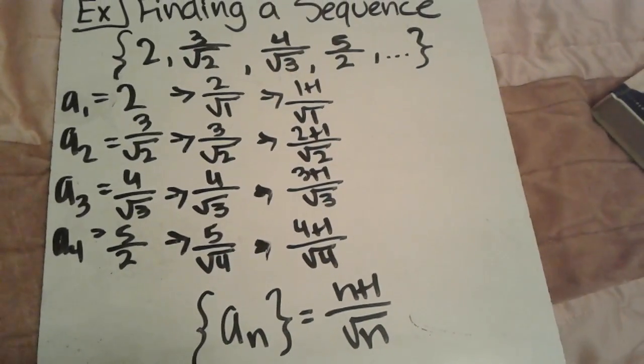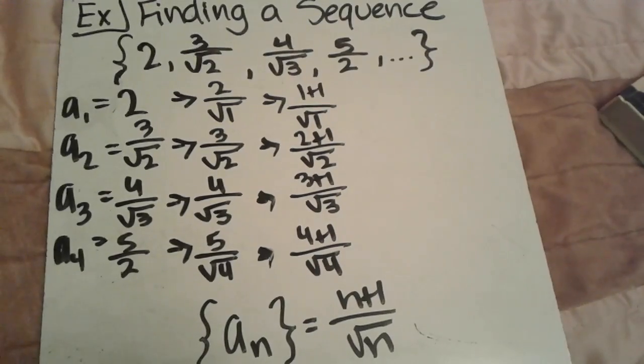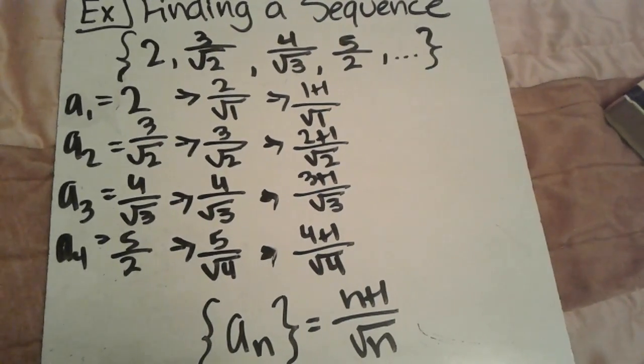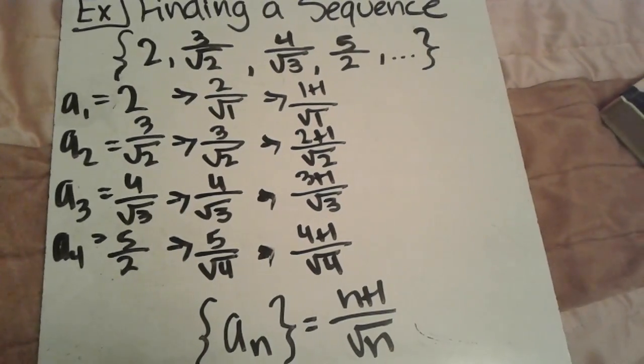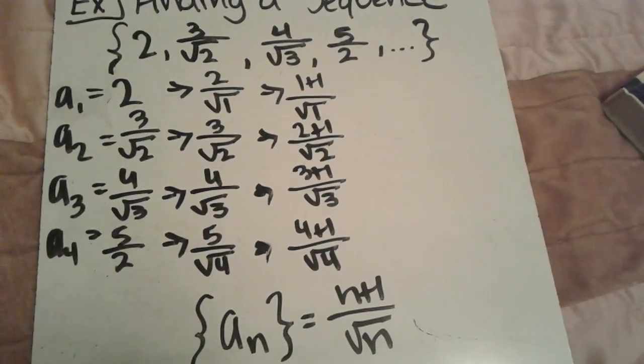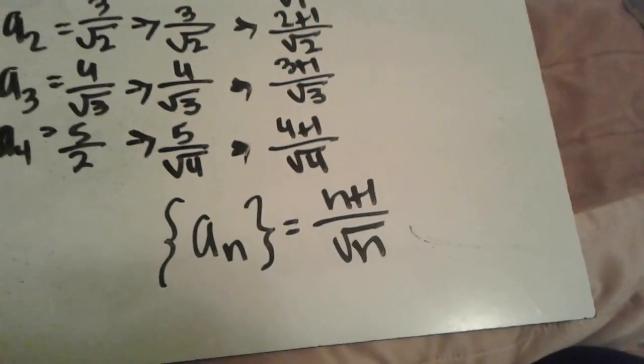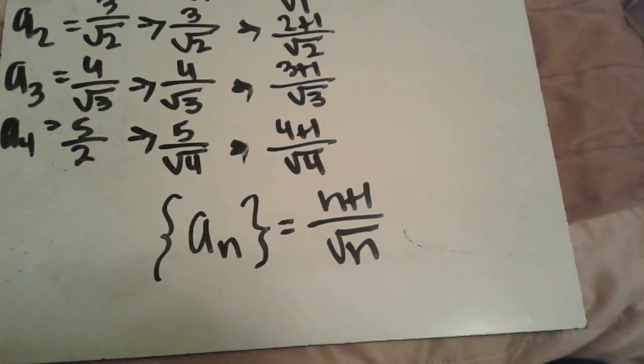For example, how it is for a of 1, which is 1 plus 1 over root 1. For 2, it's the second term, it's 2 plus 1 over root 2. So you could see the n plus 1 over root n in the rest of the terms, which is your given equation for a of n.